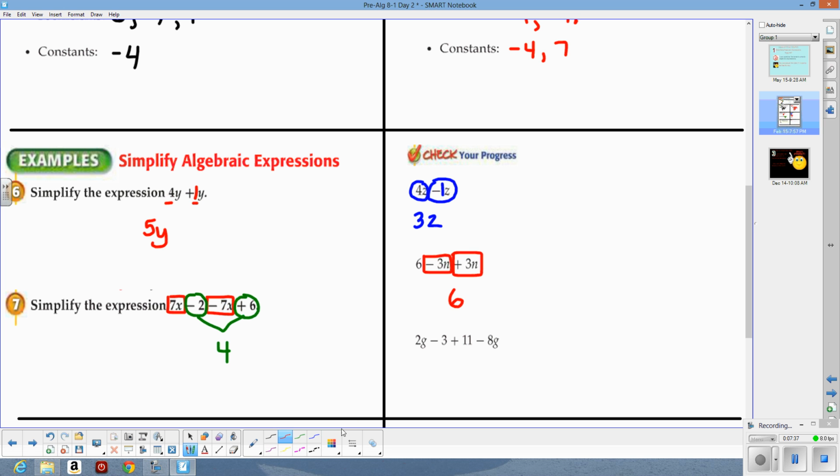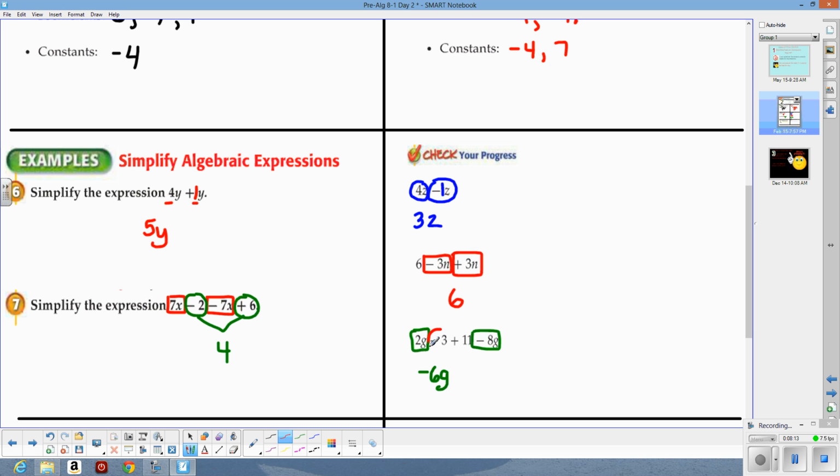Now this last one is a little bit more complex. Let's go ahead and start with the 2g. 2g is going to go with this negative 8g. Remember to include the sign in front. 2g plus a negative 8g is a negative 6g, because 2 plus a negative 8 is negative 6, and then you just attach the variable on. So negative 6g.